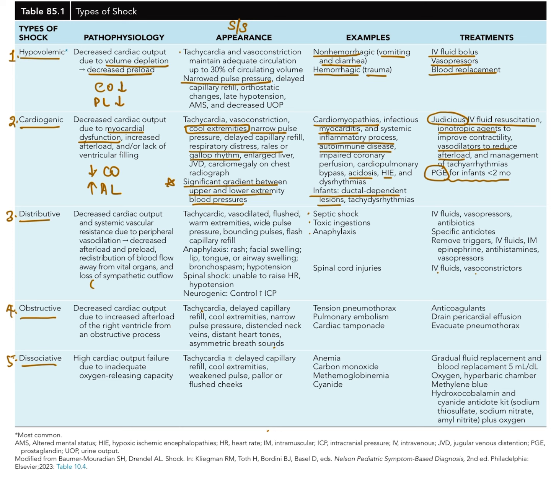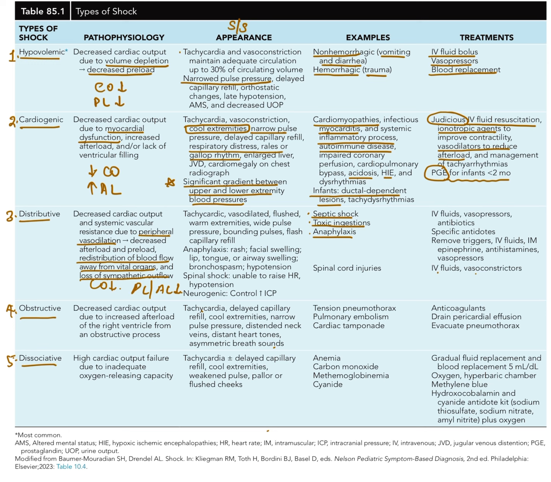In this also cardiac output is decreased. Systemic vascular resistance is decreased due to peripheral vasodilatation. There is preload and afterload, both are decreased, and there is redistribution of blood flow away from vital organs, loss of sympathetic outflow. This occurs in sepsis, toxic ingestion, and anaphylaxis.